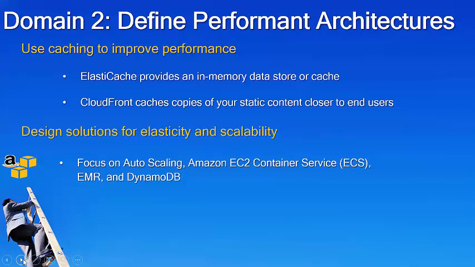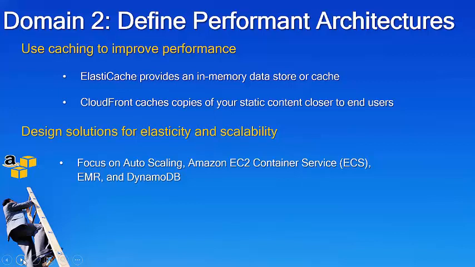The third objective under this domain is to design solutions for elasticity and scalability. The best tool for this objective is auto scaling, which you can use to optimize performance by automatically increasing the number of EC2 instances during demand spikes and decreasing the capacity during lulls to reduce cost.